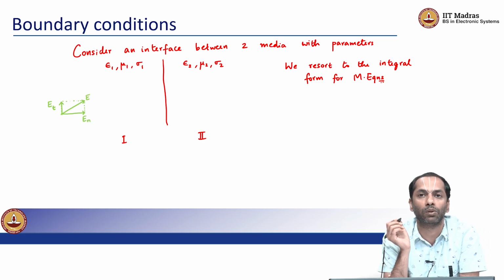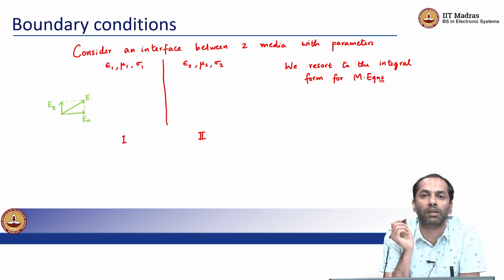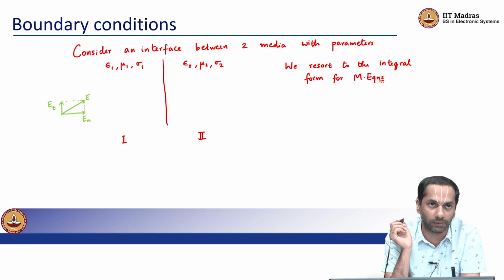Okay, remember that E could be varying as a function of time and space. But at the interface in region 1, it will have to obey certain properties as dictated by the material parameters. But nonetheless, regardless of the direction or orientation of E, I can always get a component that is along the interface plane or perpendicular to the plane of the interface. We call them Et and En.